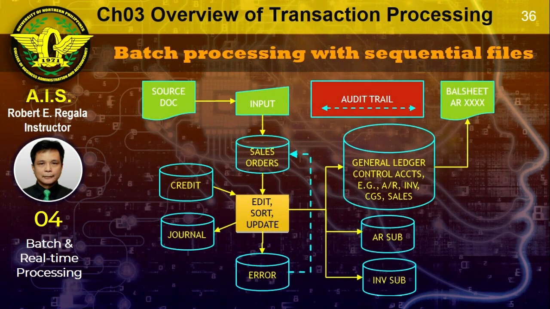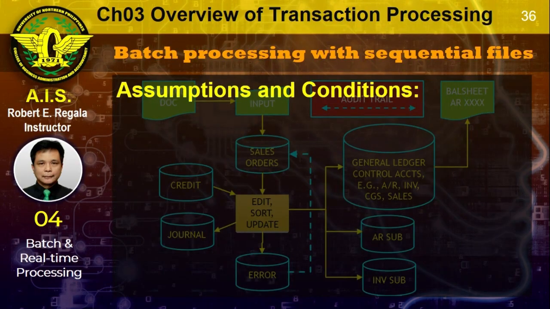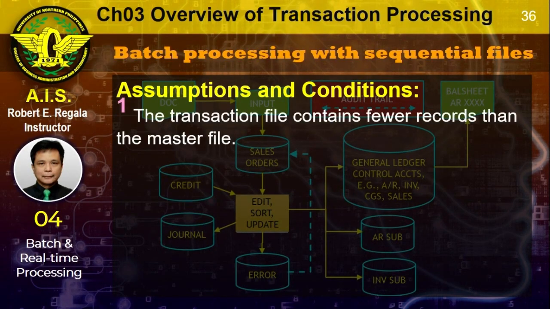Assumptions and conditions in batch processing using sequential files. The logic of a sequential file update procedure is based on the following assumptions and conditions. 1. The transaction file contains fewer records than the master file.